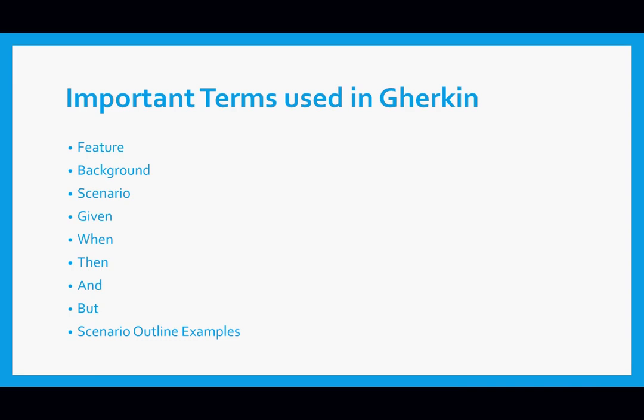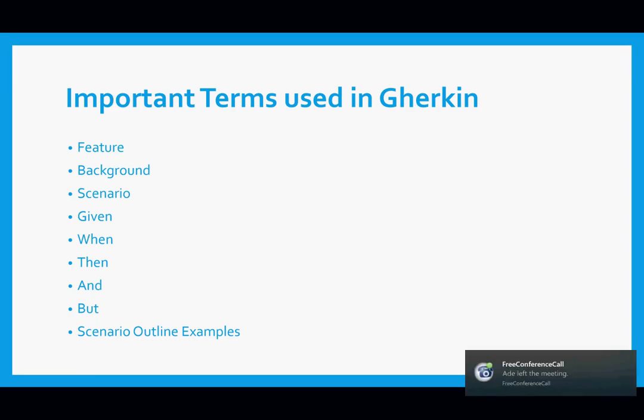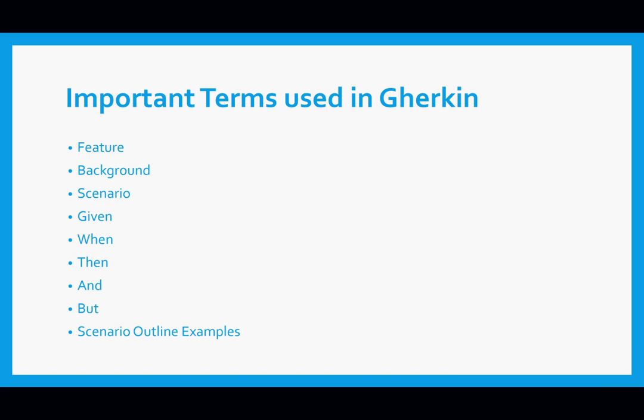You also have scenarios, and you can have more than one scenario in a feature file. Then you have given for your precondition, when for your action, then for your assertions, what you are expecting. And for each of the given, when, and then, you can have different ands, whereby you have different clauses to say given this and that, when this and then.